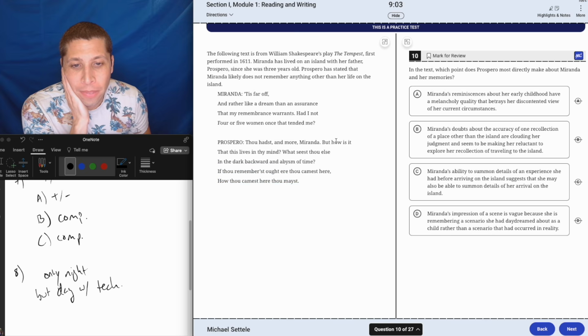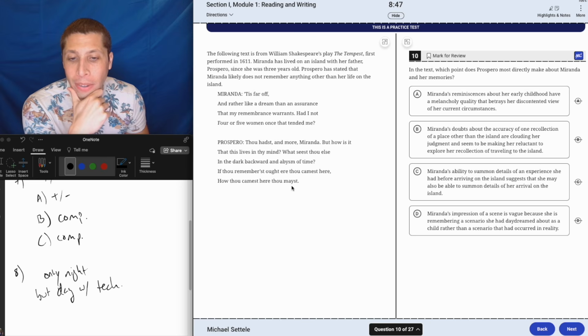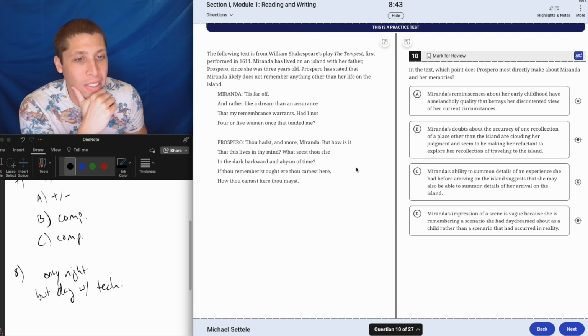So which point does Prospero most directly make about Miranda and her memories? He's just like confused, I guess. What seest thou else? If thou rememberest aught before you came here, how thou camest here thou mayst? I don't even know the saying. He's confused. He has a lot of questions.